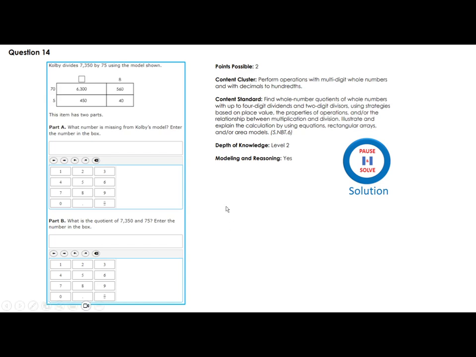Colby divides 7,350 by 75 using the model shown. This item has two parts. First part, what number is missing from Colby's model? This number can be found by dividing this by this, or this by this. So 6,300 divided by 70 gives you 90, or 450 divided by 5 gives you 90. So the answer is 90. And then the answer of the quotient, meaning the division, will be 98.